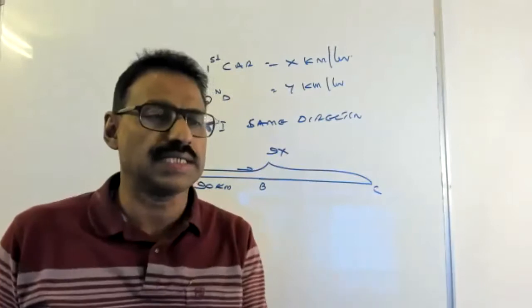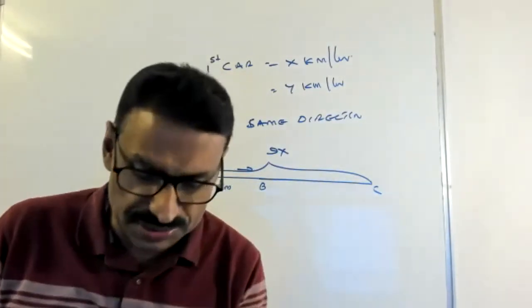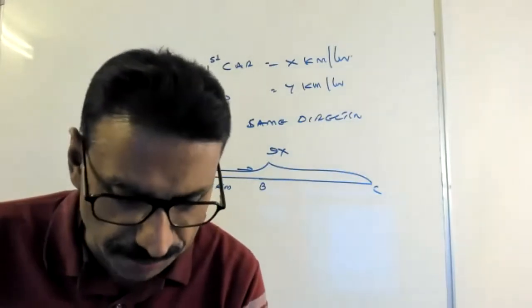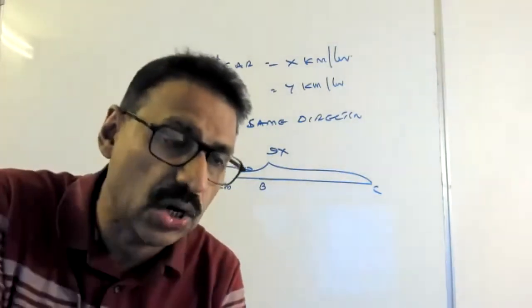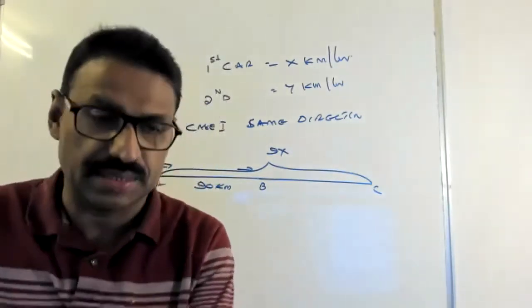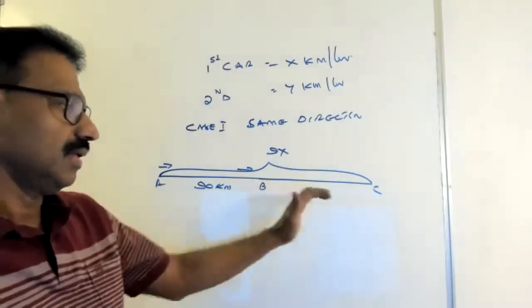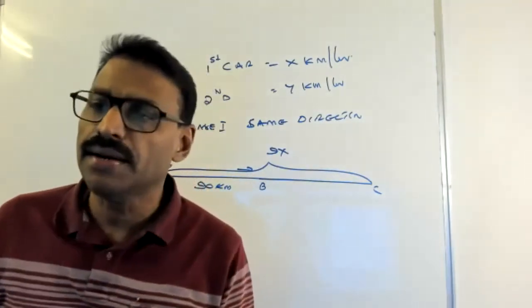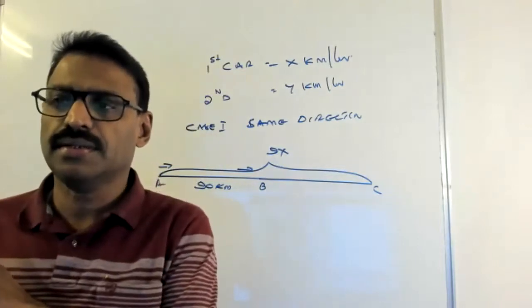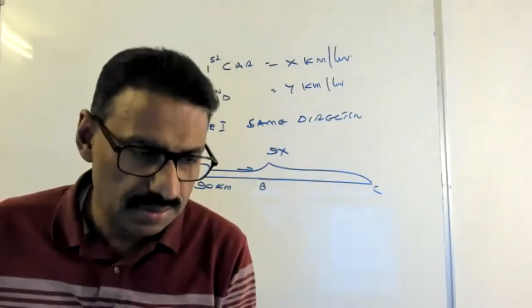Listen, both cars travel, you read the question. A car starts from A and another from B at the same time, if they go in the same direction. Both are in the same direction, okay? The distance covered by the second car in 9 hours, how much? 9y. Correct? 9y. Correct or no?